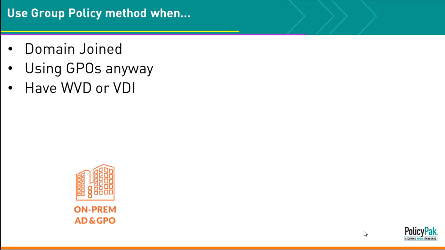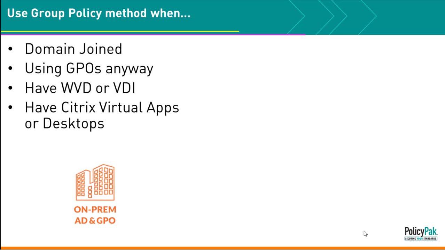Second, if you have WVD or VDI, that's a pretty good choice. You don't have to use group policy, but most of the time, if you're using WVD or VDI, you would use group policy. So if you've got those things, you can just keep using the group policy method. Or if you've got Citrix virtual apps or desktops, same idea. That's basically VDI. And then lastly, if you have hybrid Azure AD join machines.